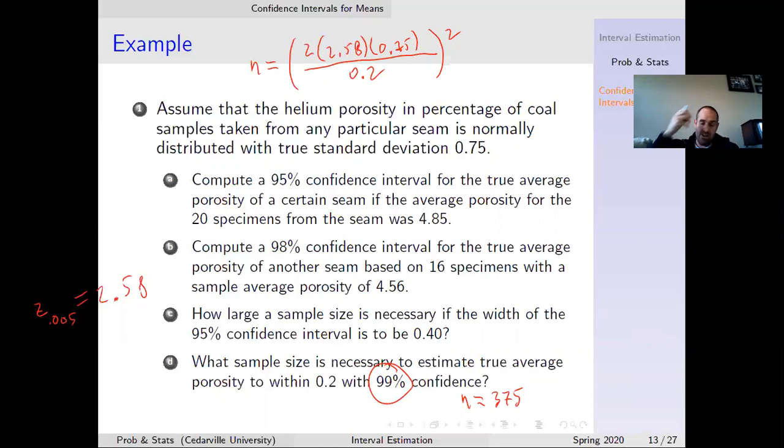So N has to be 375. That's a lot bigger. First of all, I increased the confidence level, but I also decreased the width I was willing to tolerate. I want the total width within 0.2. All right, let's move on.